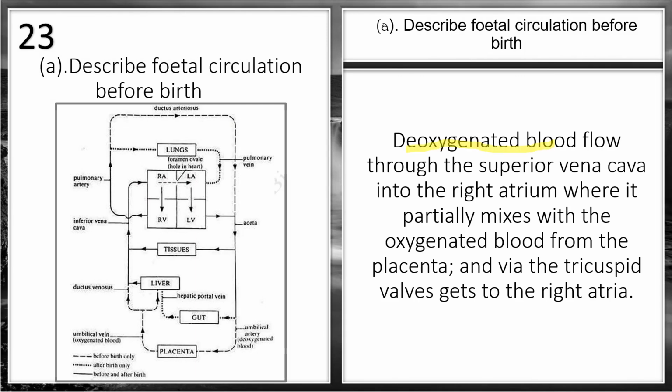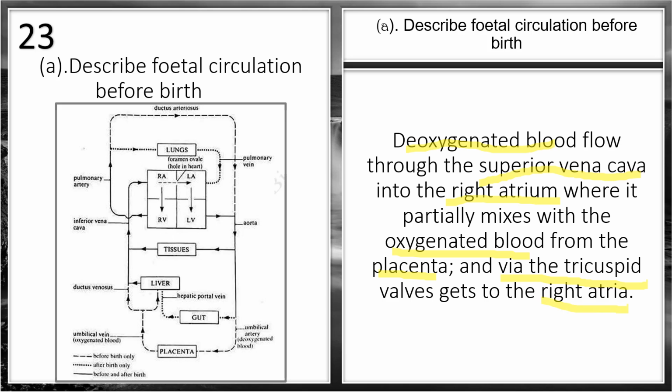Deoxygenated blood flows through the superior vena cava into the right atrium, where it partially mixes with oxygenated blood from the placenta, and via the tricuspid valve gets to the right ventricle.